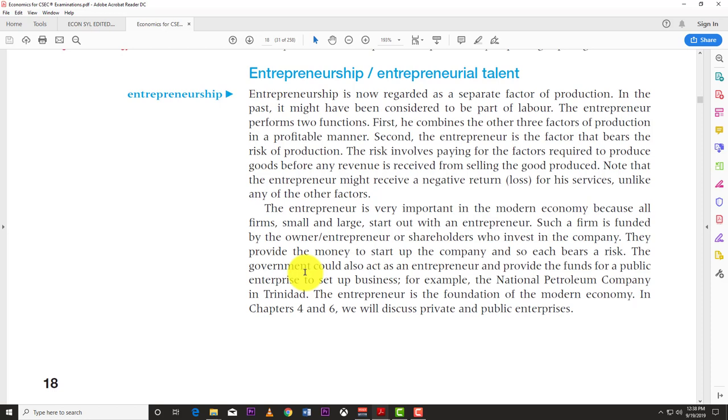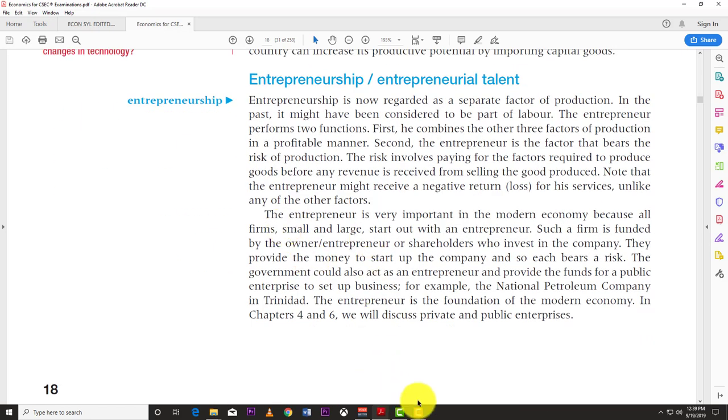Entrepreneurs perform two functions. First, they combine the other three factors of production in a profitable manner. And second, the entrepreneur is a factor that bears the risk of production. So the factor of production, entrepreneurship, is that skill, that talent that is needed to bring the other three, land, labor, and capital, together to form a productive, profitable unit of production. That's what the entrepreneur is all about. Entrepreneurship is about bringing all the factors of production together in order to produce something. Also, the entrepreneurs are the ones that bear the risk involved in starting a business, starting an enterprise, starting a firm. So that's what the entrepreneur is all about as a factor of production.